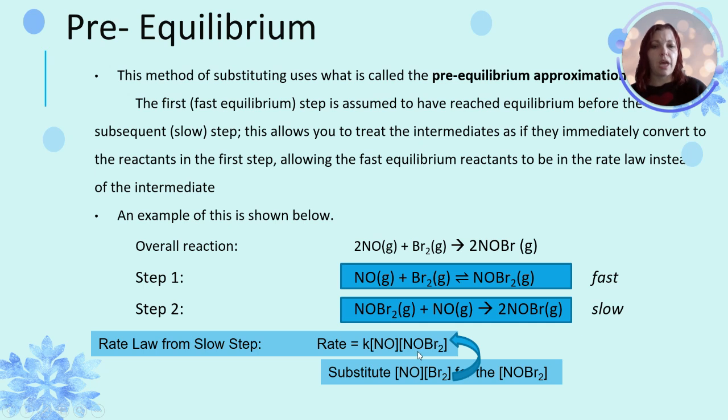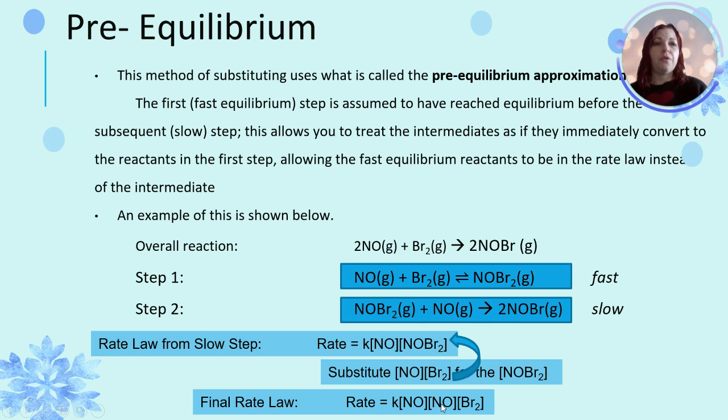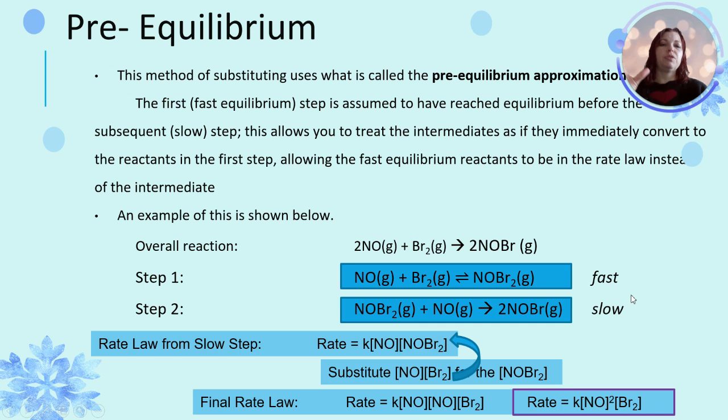And so when we do that, we get that your rate is equal to k[NO], so this part stays, and then your NOBr2 becomes another NO and then Br2. And so then we can combine those together for a final rate law of rate equals k[NO]² times the concentration of Br2. That's it. That's all you do. You just use the fast equilibrium step to substitute for the slow step.